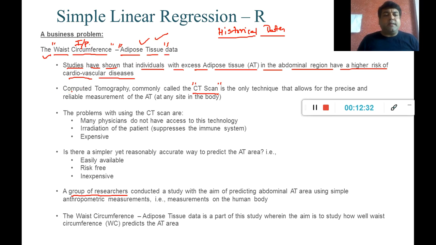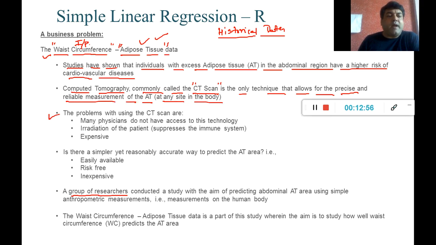So at present, computed tomography, which is commonly called CT scan, is the only technique that allows for the precise and reliable measurement of AT at any site in the body, basically. But we are talking about the abdominal region, that is why waist circumference, okay? But ATs are present in any site of the body, okay?